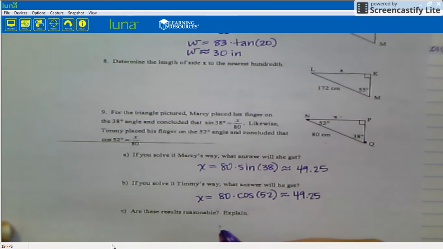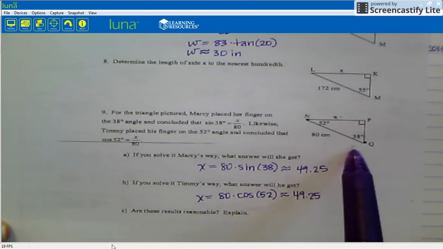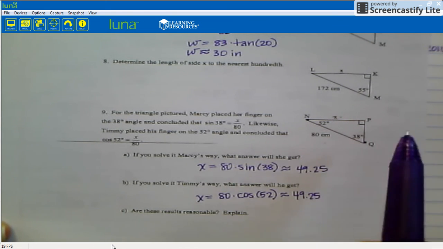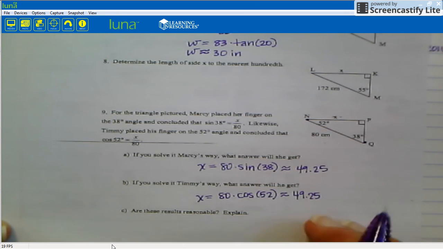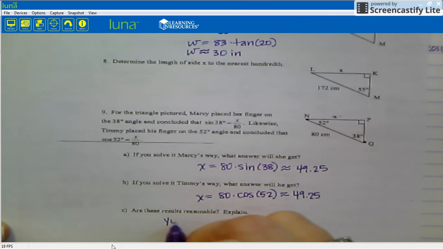Well, yes, they're reasonable, because it shouldn't matter which angle we use, as long as we're using the corresponding trig function to that angle and the side lengths that we're looking for, we should get the same answer.